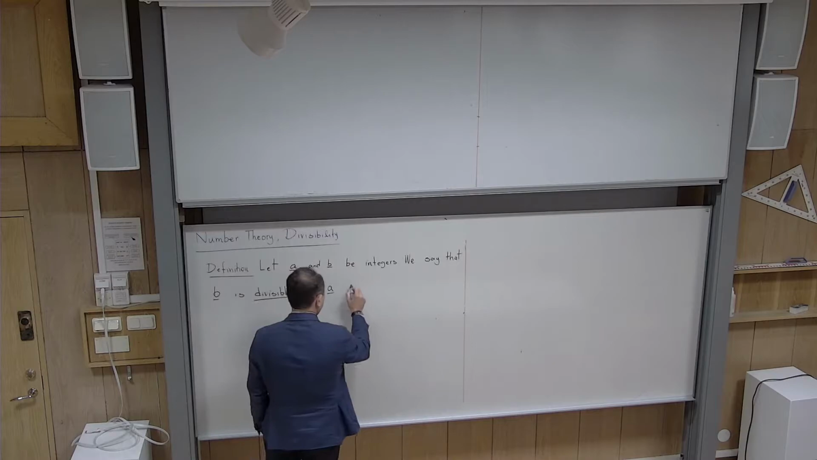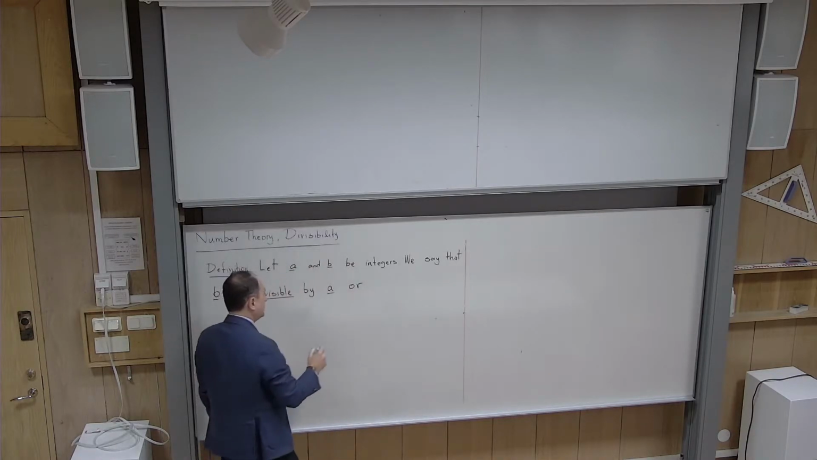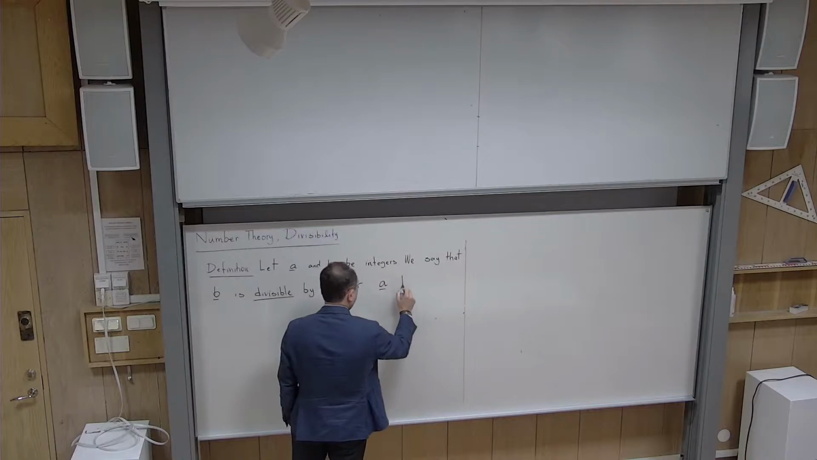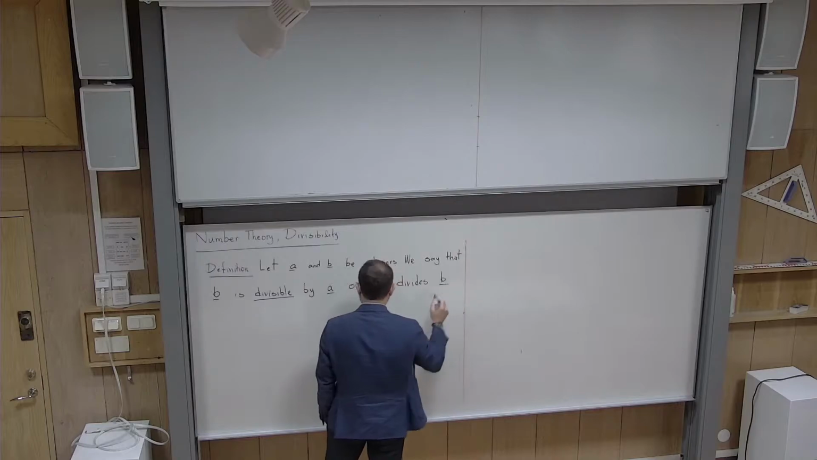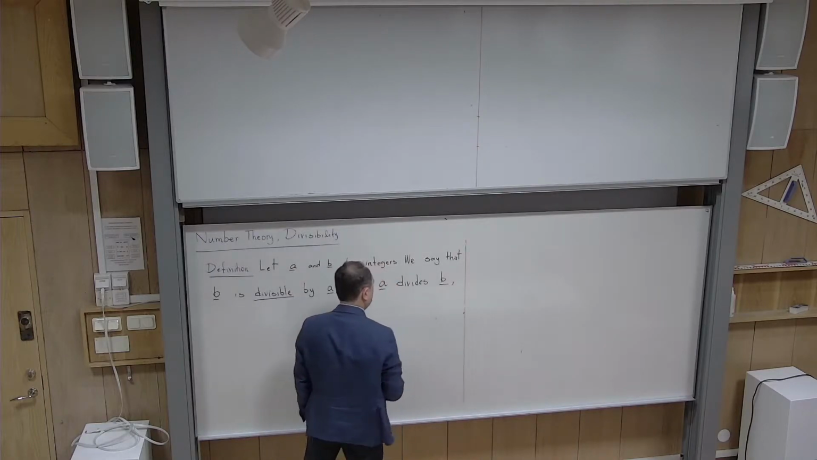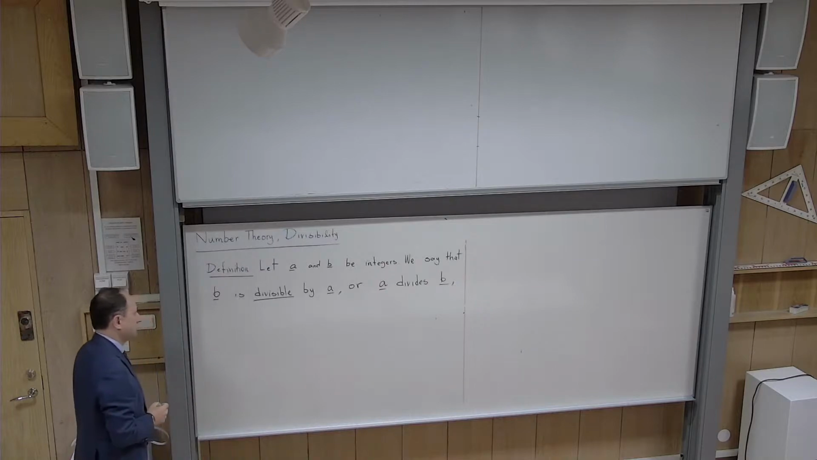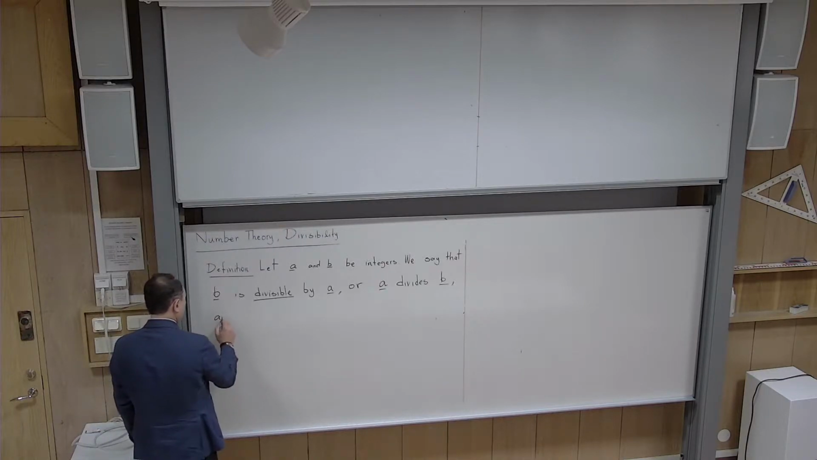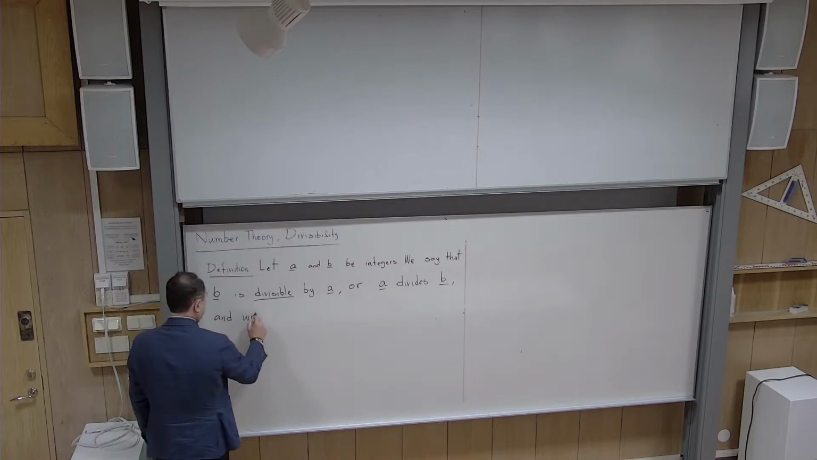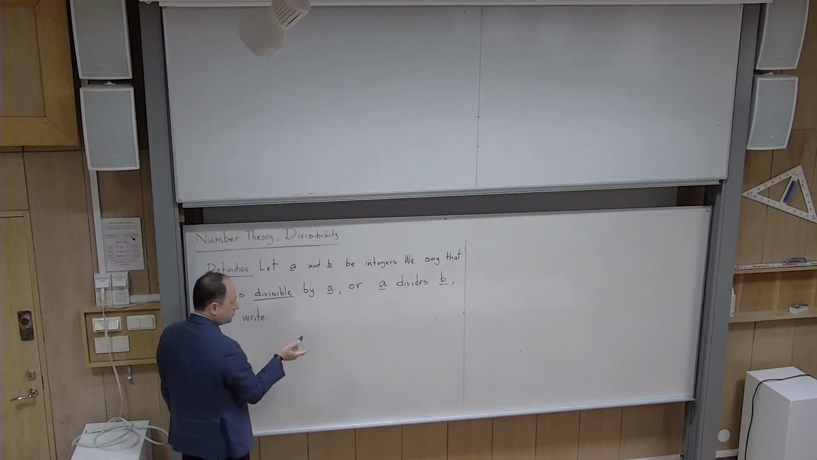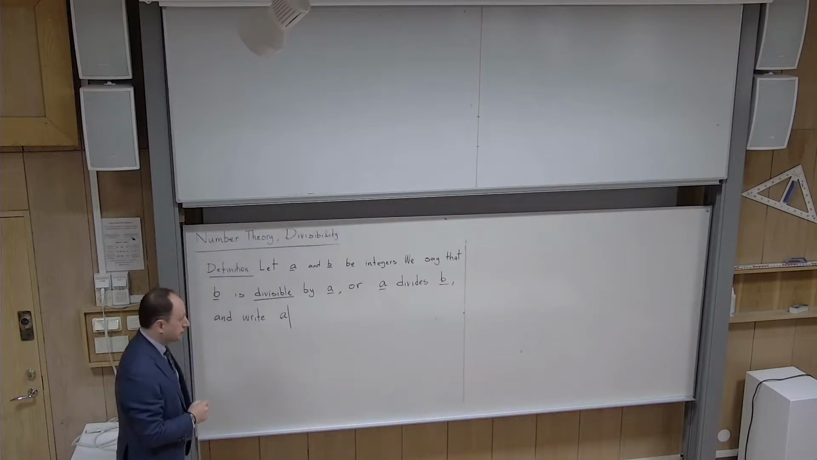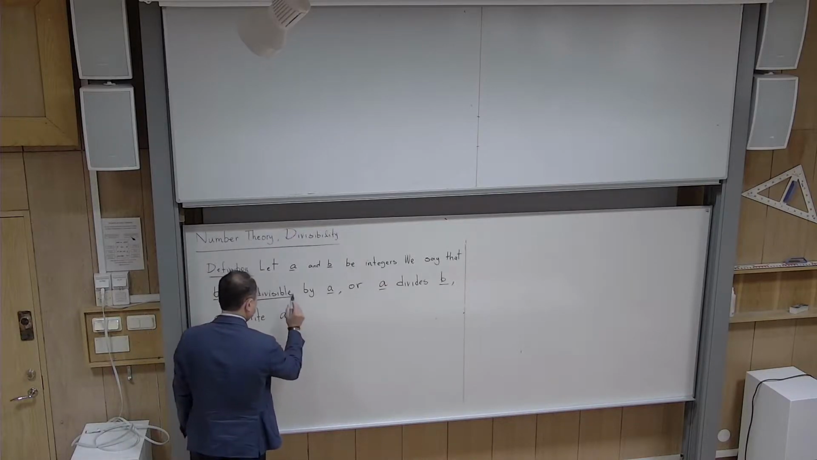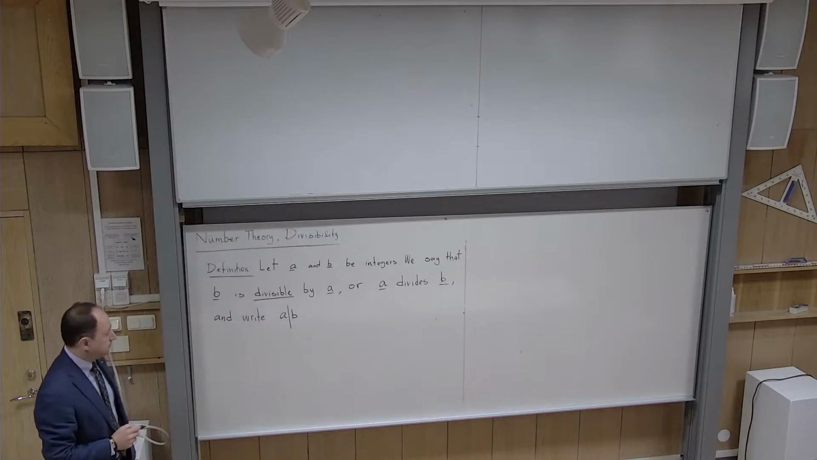or, this is a little bit unusual for you probably, A divides B, and write, this is the symbol that we use, which is not in the book, but this is the standard one. You write A on the left and you put a vertical line in front and then put B on the right hand side of this vertical line.